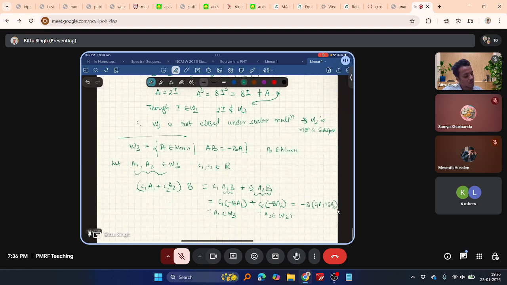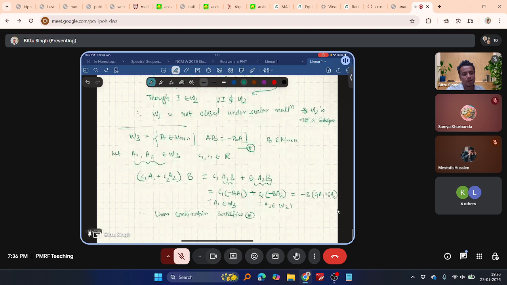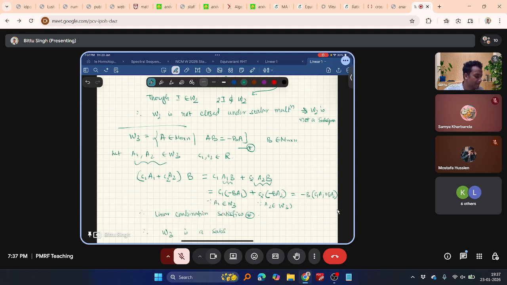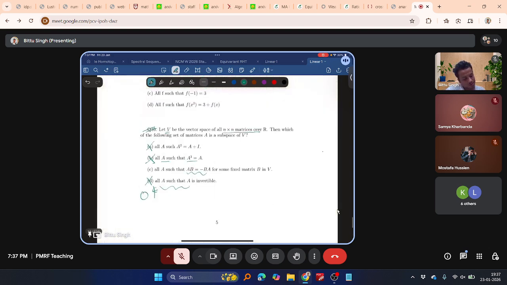So the linear combination satisfies this relation star. In particular, addition and scalar multiplication both will satisfy the condition star. Therefore, this is closed under addition and scalar multiplication. Hence, W3 is a subspace of P. So this is the only correct answer.